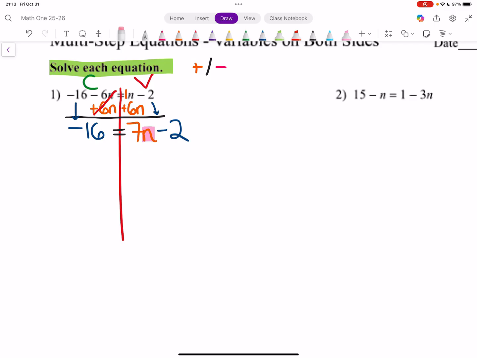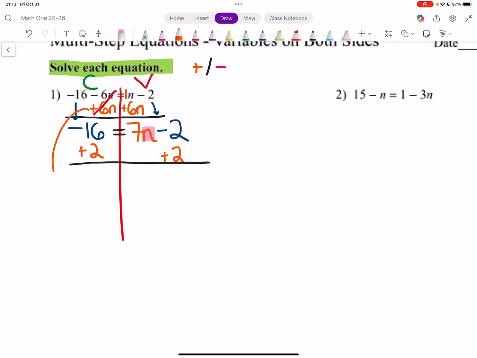I'm going to move what is furthest from the variable first. As I'm scanning, I'm noticing the 7 is too close and tightly attached, but the negative or subtraction by 2 is further away. In order to move the subtraction by 2, I'm going to add it. Whatever I write on one side, I must write on the other.